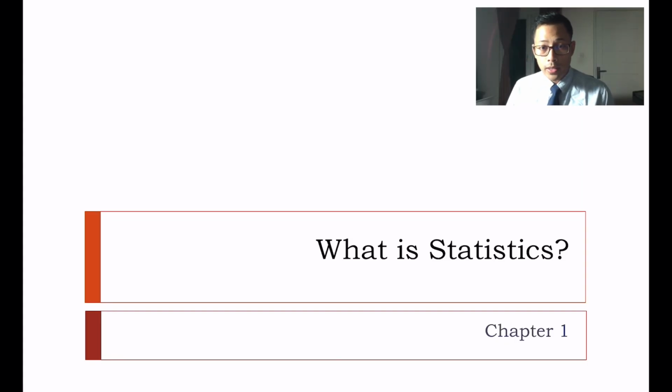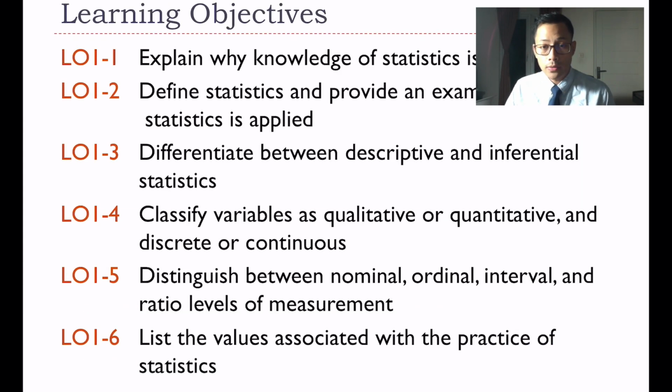So the learning objectives are: explain why knowledge of statistics is important; define statistics and provide an example of how statistics is applied; differentiate between descriptive and inferential statistics; classify variables as qualitative or quantitative, and discrete or continuous. And the fifth, distinguish between nominal, ordinal, interval, and ratio levels of measurement. And sixth, list the values associated with the practice of statistics.